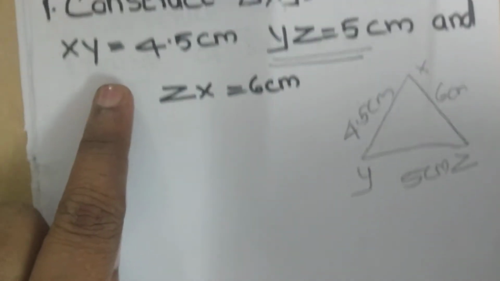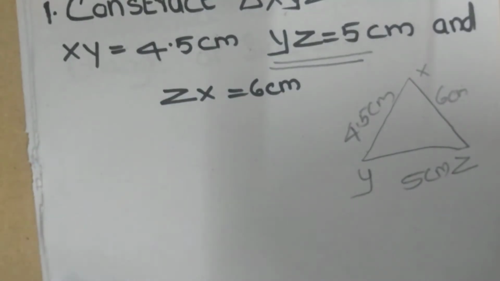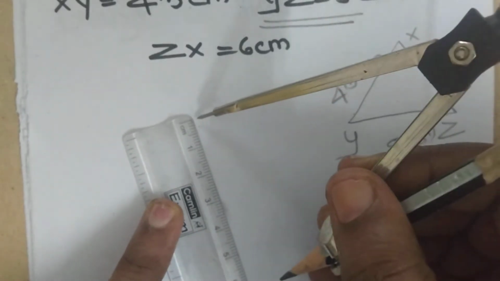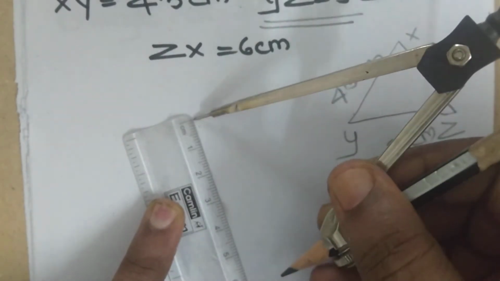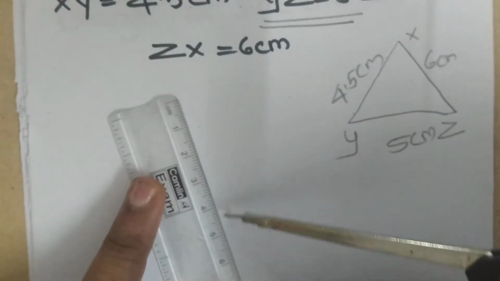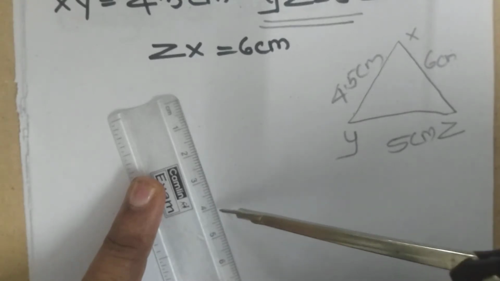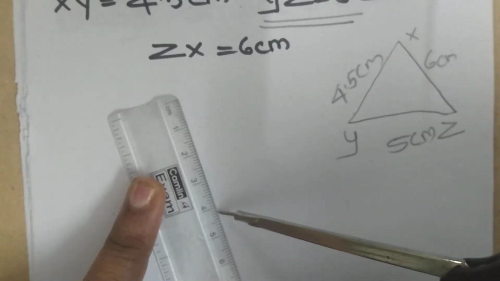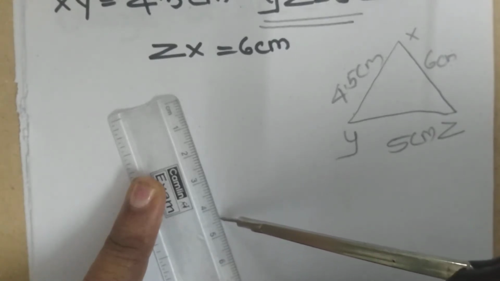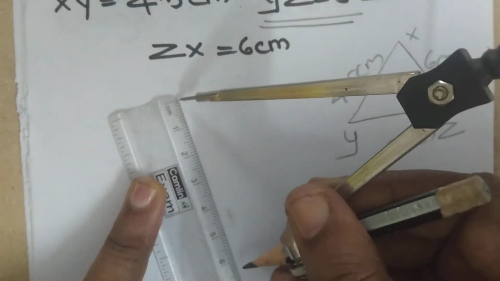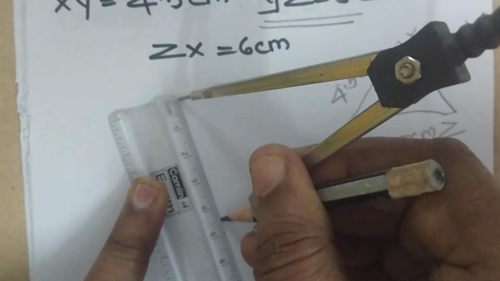5 centimeter. Next, the XY measurement. How much is given there? 4.5. So take out your compass and scale, and measure 4.5 using the compass, 0 to 4.5. Between 4 and 5 there are 10 divisions. In that, the fifth line represents 4.5, after the first small lines 4.1, 4.2, 4.3, 4.4. Up to that distance we take 4.5.